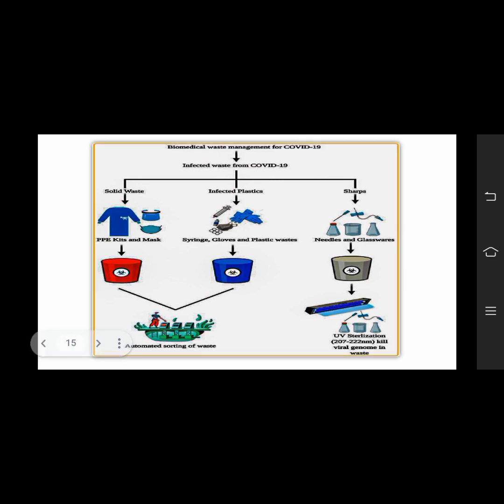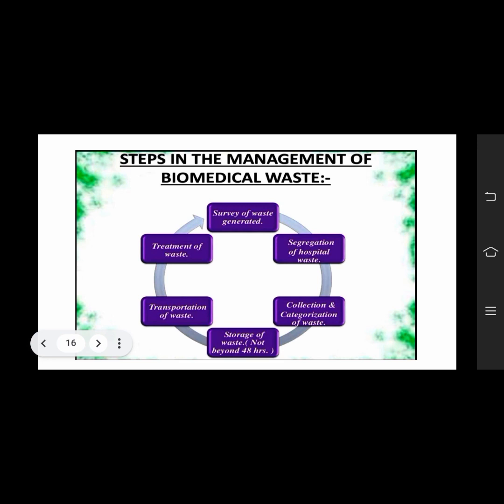So coming to the steps, how do we manage the biomedical waste? In the previous slides, I've told you all the categories, all the waste involved in a particular category. So now we are going to talk about the steps. What are these steps to manage the biomedical waste? Before I talked about the biomedical waste, now we're going to talk about the management, how to manage the biomedical waste.